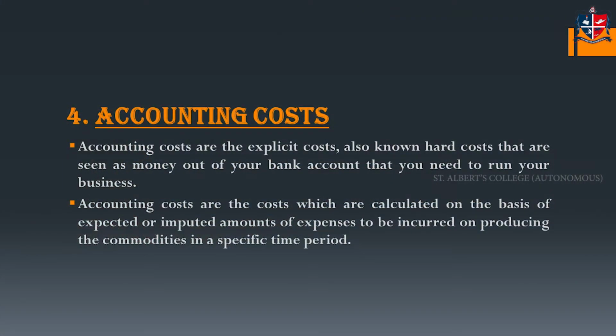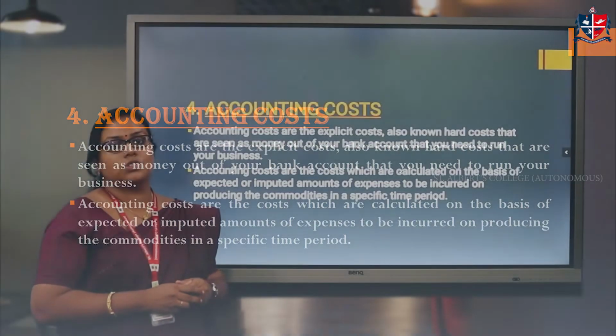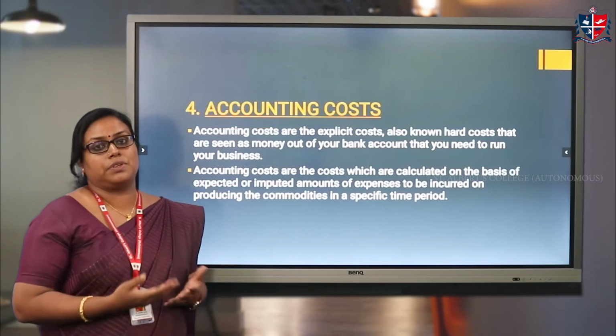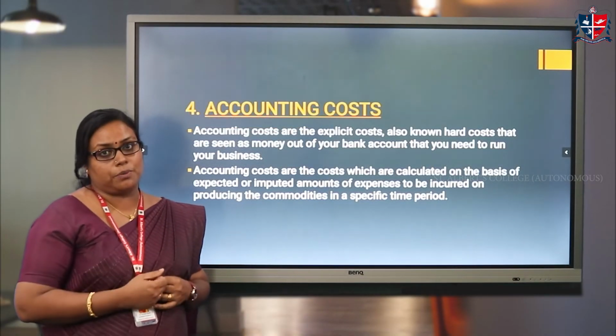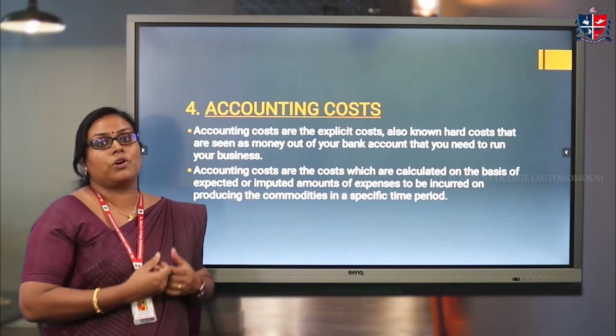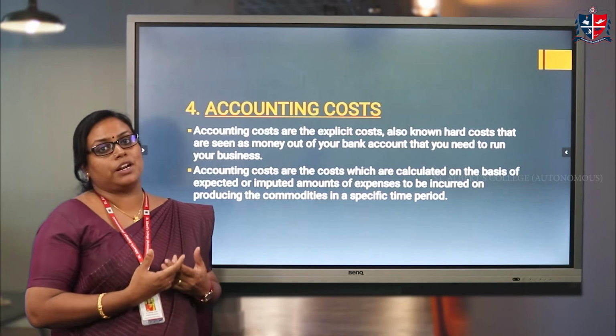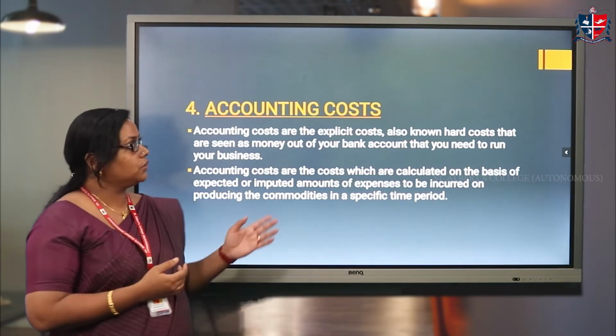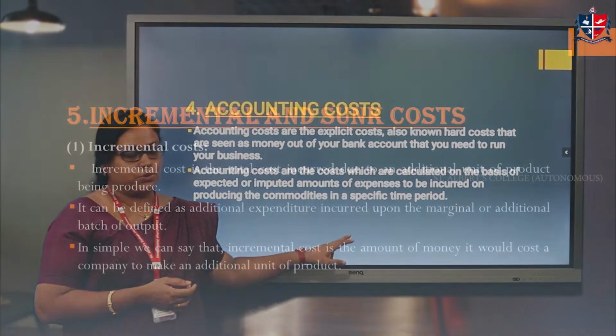Now we come to the accounting cost. It is otherwise known as the explicit cost or the hard cost to run the business. We get the money from the accounted streams or the banks. Every businessperson will use this money for the production purpose. That is what we call the accounting cost.